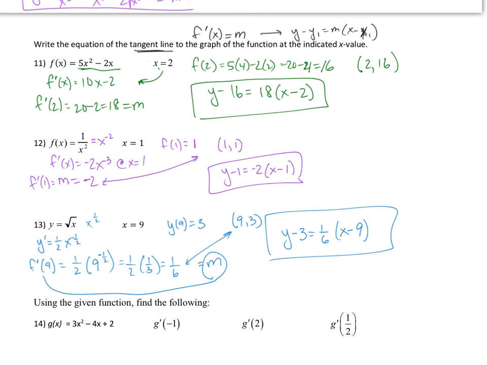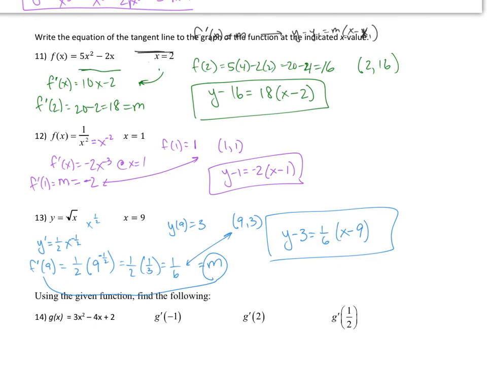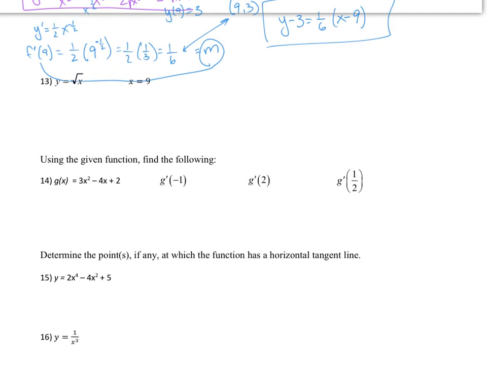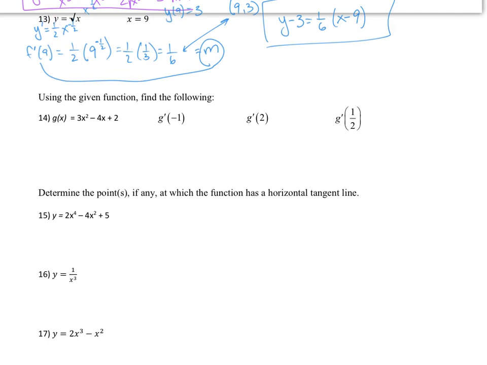All right, let's see what else we've got going on here. Okay, so let's move this up. I'm going to have to move this out of the way as well, and we'll move that up there. Okay, so use the given function to find each of the following. So on number 14, it just wants me to find g prime of negative 1. All right, well, let's go ahead and find what g prime of x is going to be.